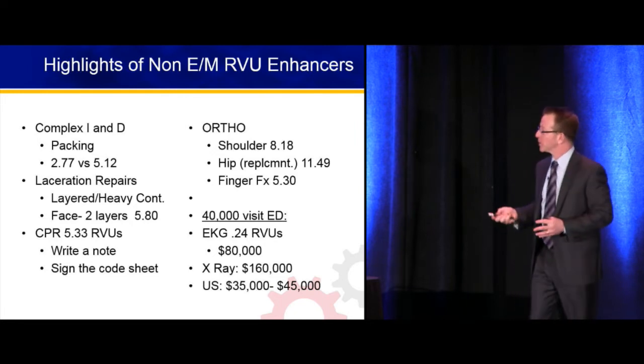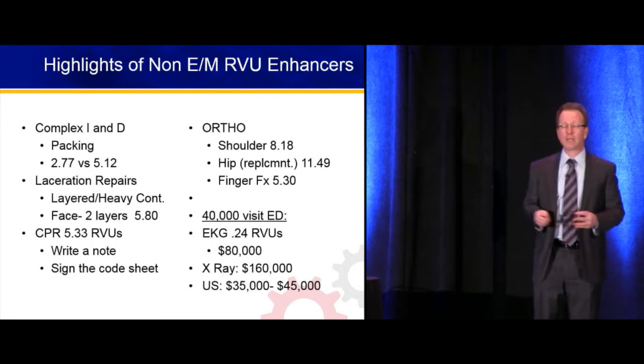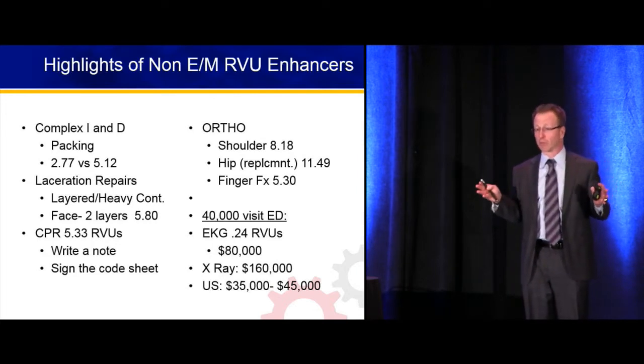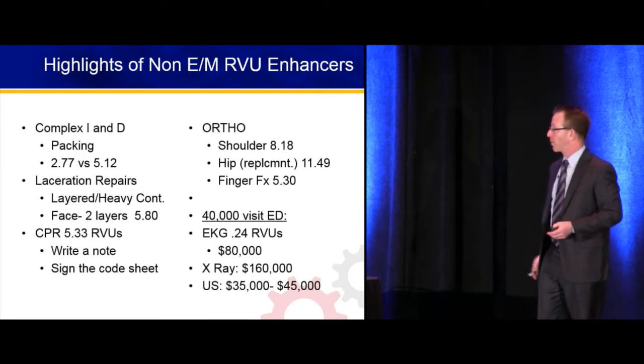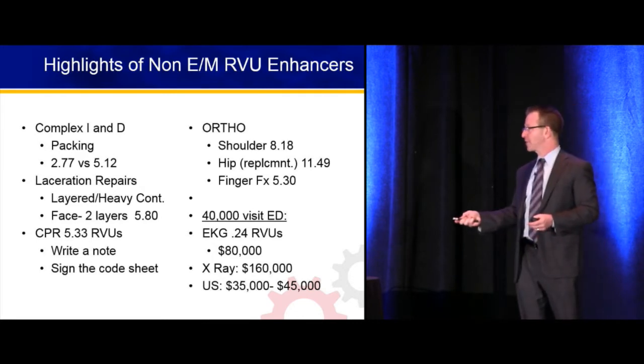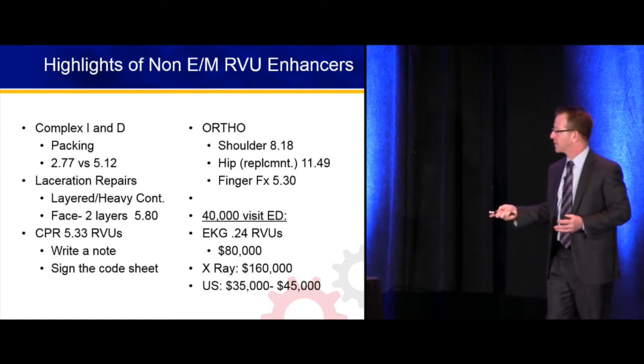So do these need to be done in the operating room still? 11.49 RVUs. They need to be performed in the Diprovan room, which in my place is room 9. 11.49 RVUs. And then EKGs, 40,000 visit ED, just a typical sort of community benchmark, $80,000 available.